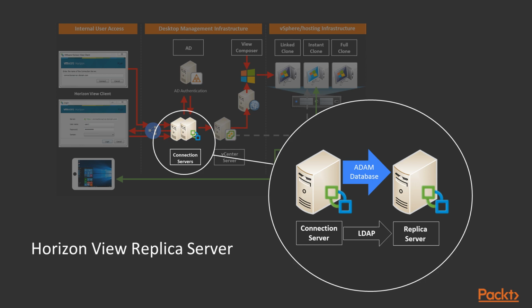As both the connection server and the replica server are now identical to each other, if your connection server fails, then you essentially have a backup that steps in and takes over, so that end users can continue to connect to their virtual desktops. Just like with the other components, you cannot install the replica server on the same machine that's running as a connection server or any other View component.